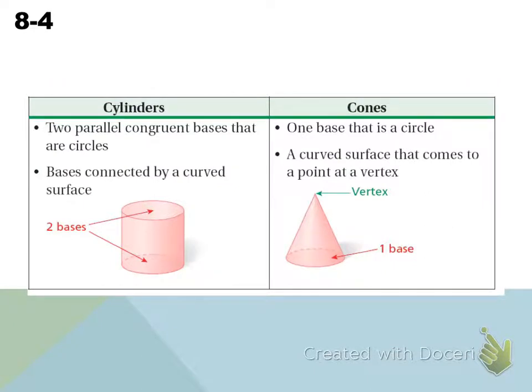Another shape that's also considered into the 3D figures are cylinders. Cylinders have two parallel congruent bases that are circles. The bases are connected by a curved surface. A cone has only one base, and that is a circle. A curved surface that comes to a point at a vertex is the side.